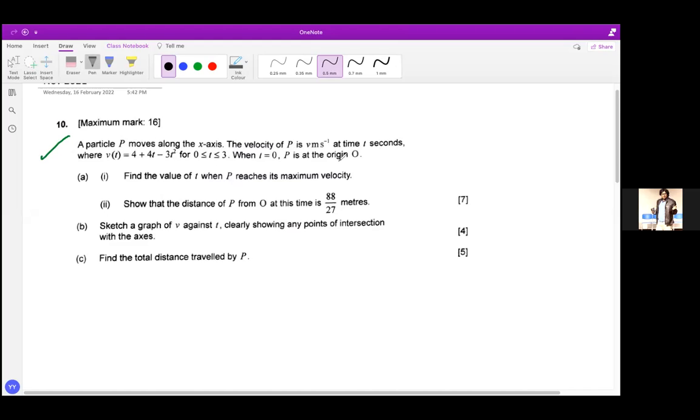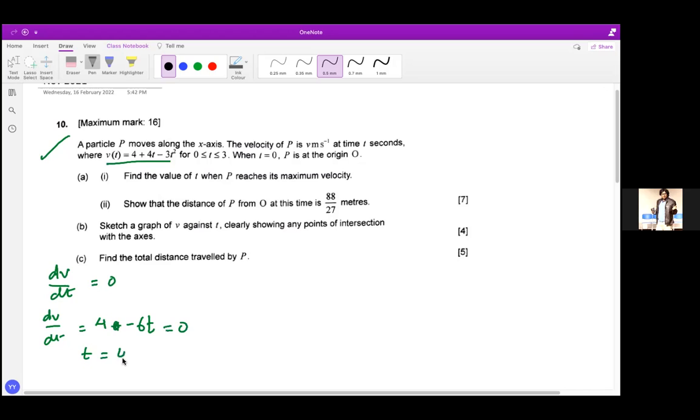So what we have to do is find the time when the particle reaches its maximum velocity. Obviously, maximum velocity means you're optimizing the velocity expression. So you do dv by dt, differentiate this and equate to 0. dv by dt is going to be 0 plus 4, since the derivative of 4 is 0, the derivative of 4t is 4, and the derivative of minus 3t squared is minus 6t. So you set this equal to 0.